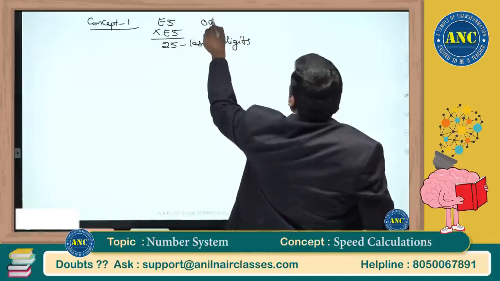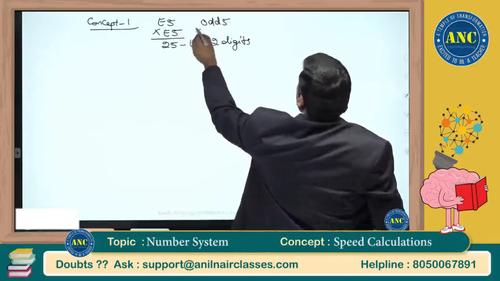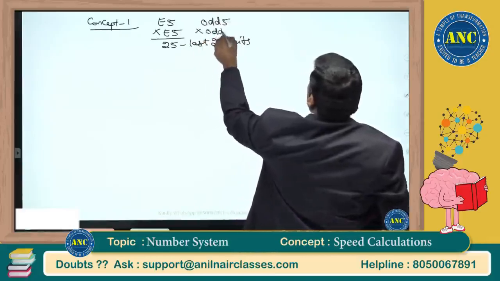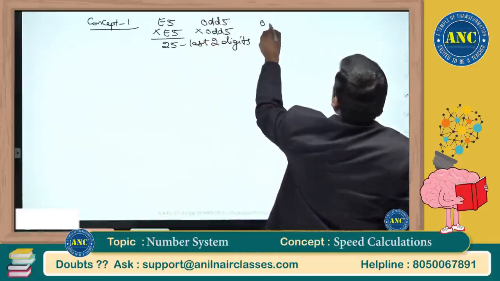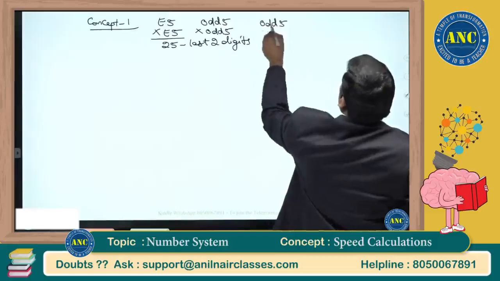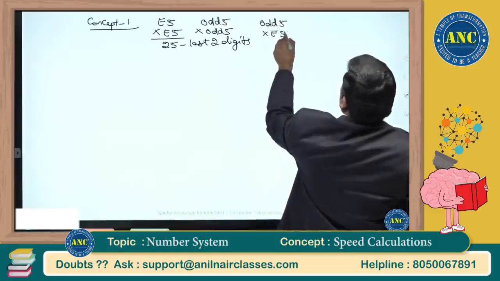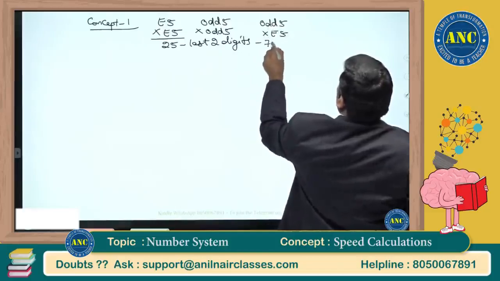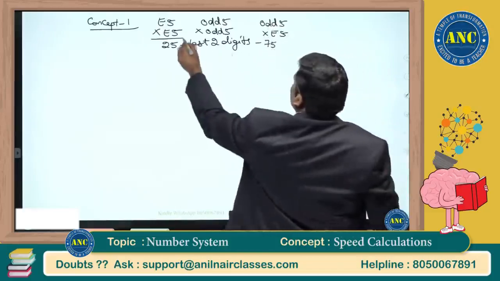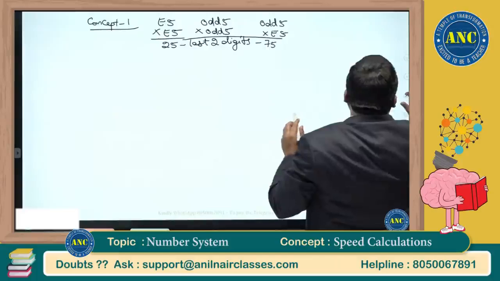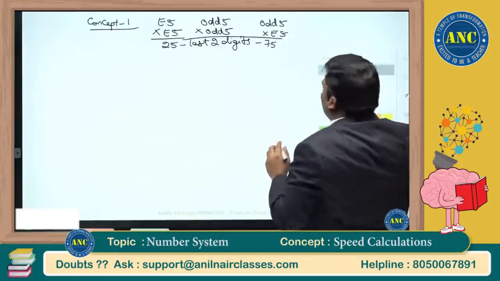Odd 5 into odd 5, last two digits it is 25. Odd 5 into even 5, last two digits it is 75. This is the concept which we discussed. Now see here.